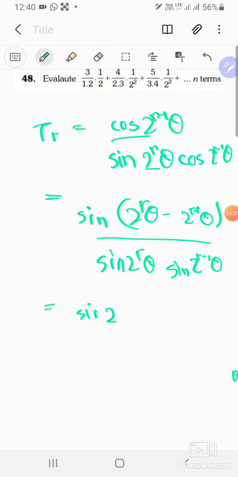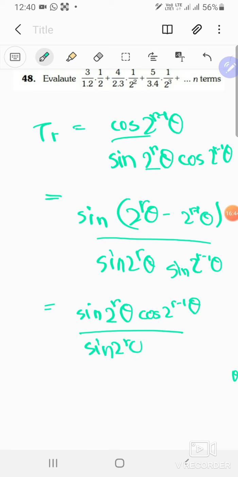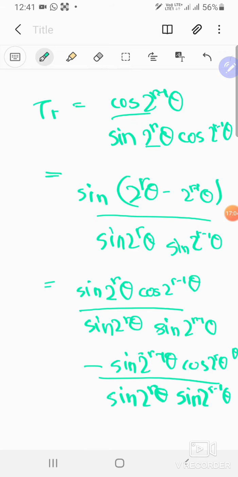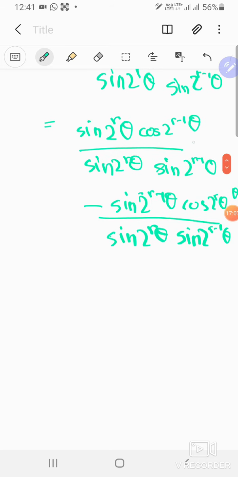So sine of 2^r theta cosine of 2^(r-1) theta divided by sine of 2^r theta and sine of 2^(r-1) theta, minus sine of 2^(r-1) theta cosine of 2^r theta, upon sine of 2^r theta and sine of 2^(r-1) theta. Okay, cool. Some stuff cancels out. You can see that this cancels out, right?